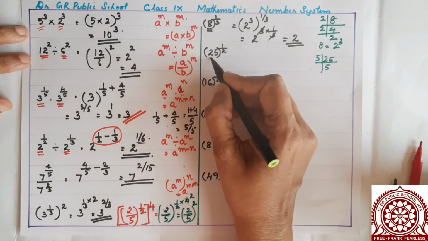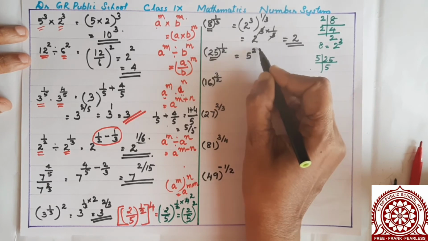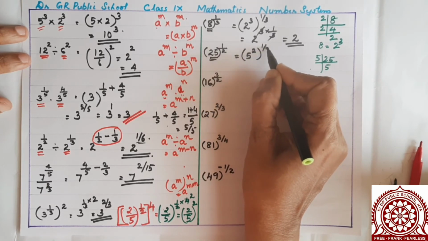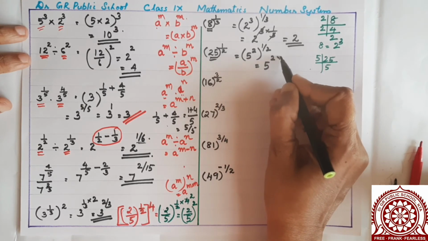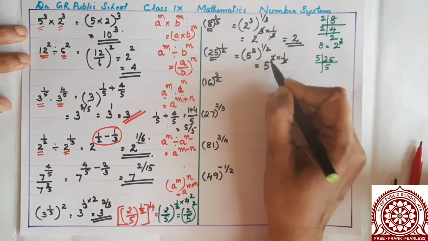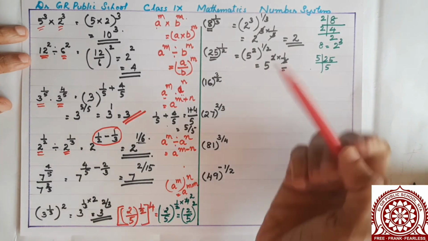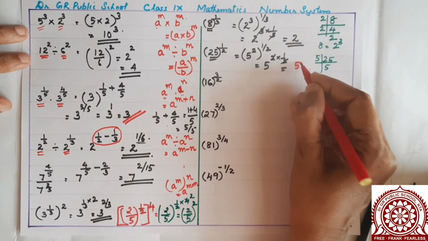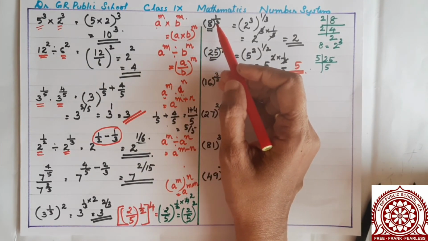Okay. So, base can be written as 5 square, then the whole raised to 1 by 2. So, it is 5 raised to 2 into 1 by 2. We can cancel. So, the answer is 5. Okay. Answer is 5. See children, this one actually you have studied.